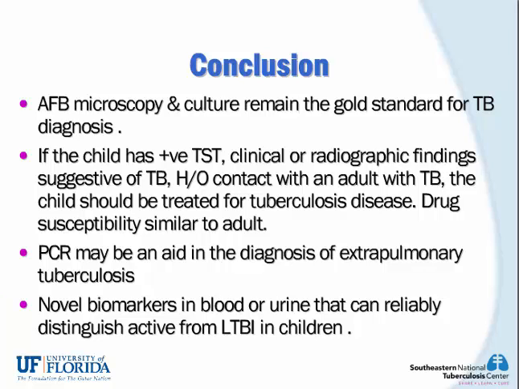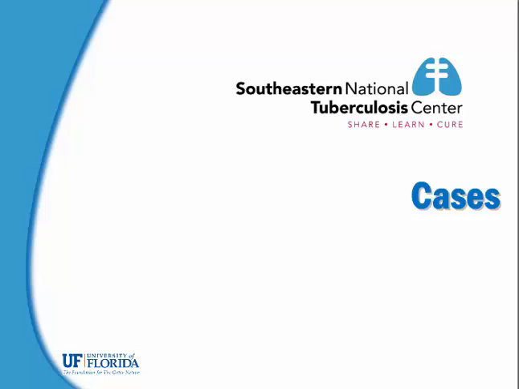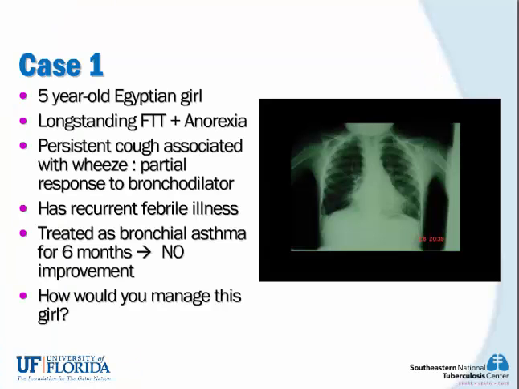LTBI in children. Now we go over the cases that I presented earlier, and I hope by now you have formulated a management plan to diagnose these cases. Let's move on to the first case, where, again, to remind you, a 5-year-old Egyptian girl with failure to thrive and anorexia, who had persistent cough associated with wheeze, partial response to bronchodilators, and recurrent febrile illnesses, was treated as bronchial asthma for 6 months without any improvement.